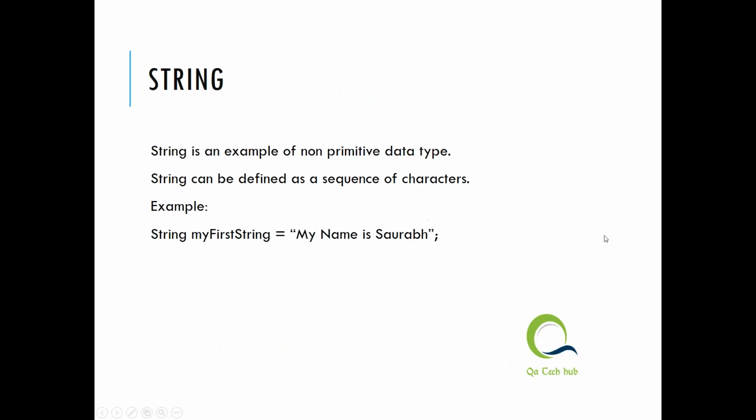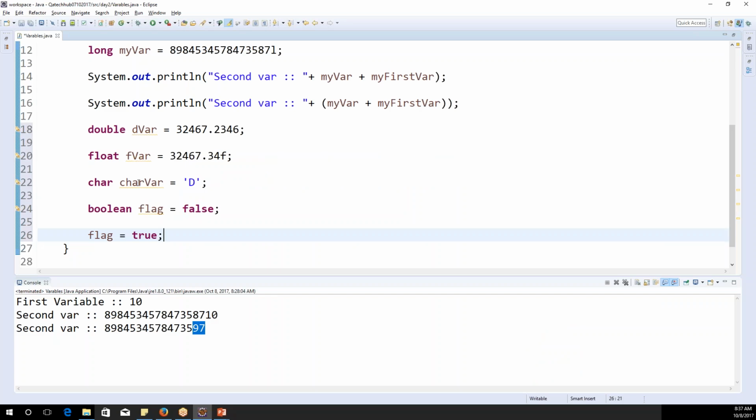Then moving ahead, the next data type we have is string. String is an example of a non-primitive data type, but it is used so frequently that generally we always study it with primitive data types. So what is a string? A string can be defined as a sequence of characters. When I created a variable of type char, I stored a single value, right? But when I create a string variable, it is written with a capital S.